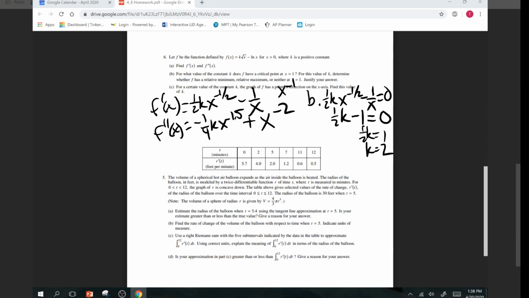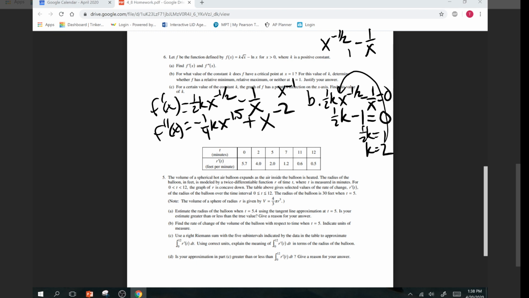Okay, for this value of k, determine whether or not f has a relative max, a relative min, or neither. So what we do is we plug 2 back in for k in our equation, and we get this equation: x to the negative 1/2 minus 1 over x. And our critical point is 1, because we said that was a critical point. So all we're going to do is test values on either side.